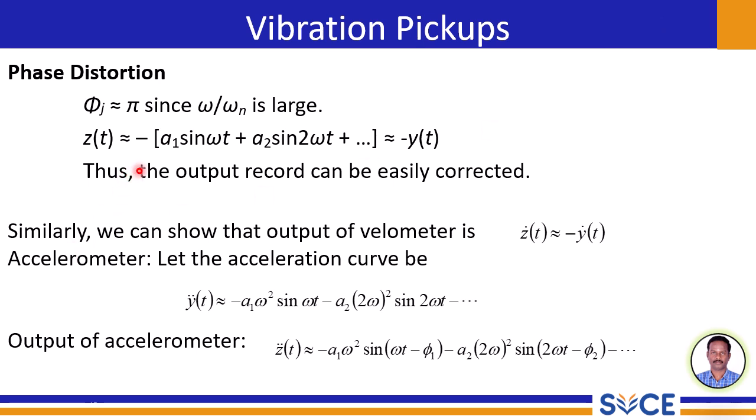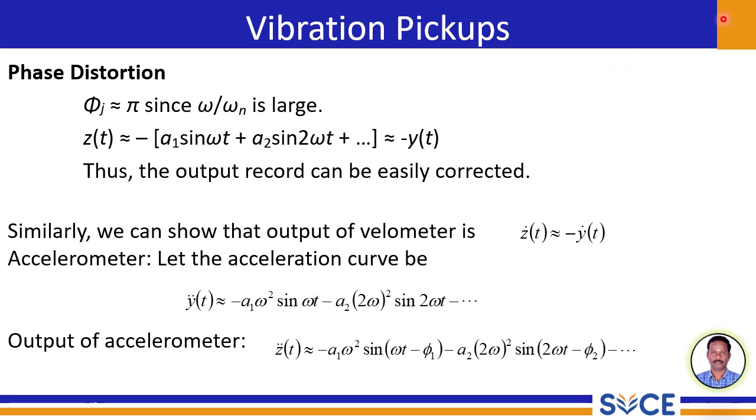the output signal will approximately become like this. It is equivalent to minus y of t. This means the output signal is essentially an inverted version of the input signal. The key advantage in this high frequency region is that although there is significant phase shift, it is approximately the same for all frequency components. The uniform phase shift simply results in an inversion of the entire waveform. The output record can be easily corrected by simply inverting the recorded signal to recover its original waveform.